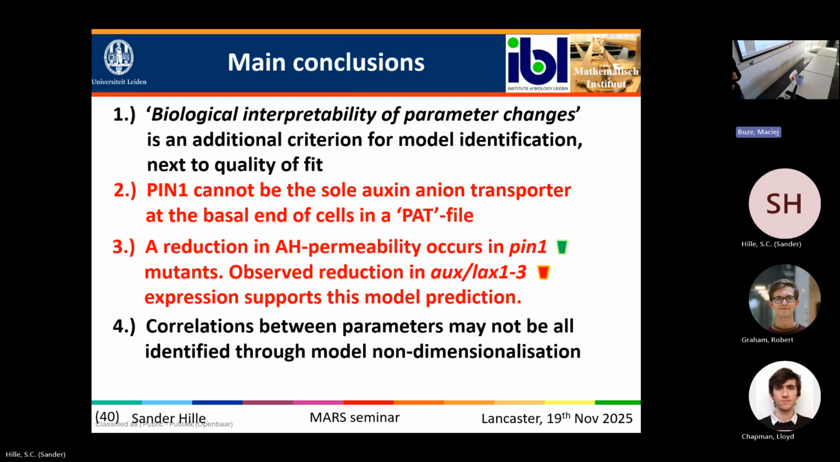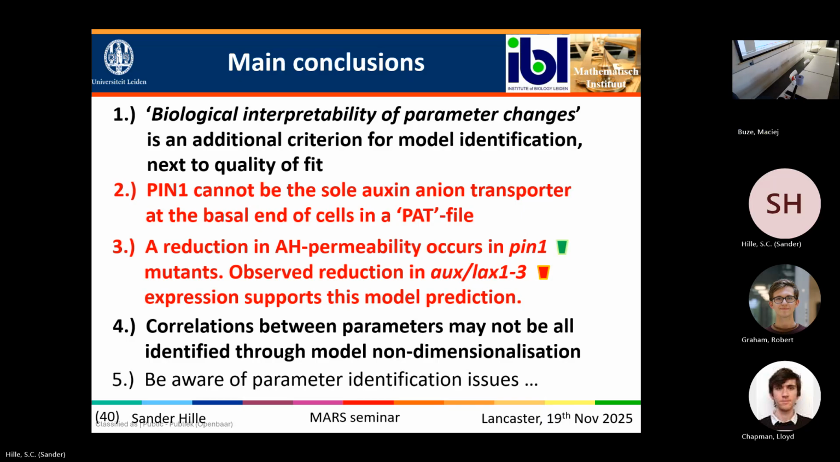Another thing that came out of the statistical analysis is that some parameter correlations may not be found by non-dimensionalization. So they're a kind of thing intrinsic to the system in a particular parameter regime. And so, be aware then in such cases that there are parameter identification issues and also things that you would not expect.